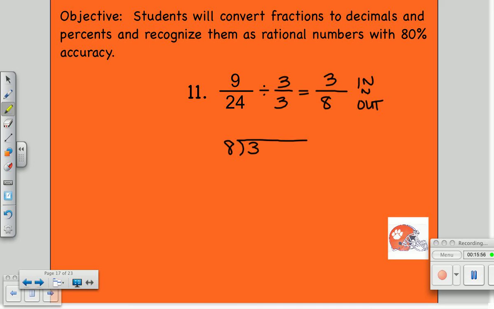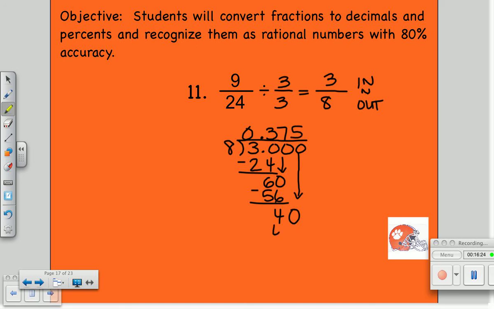Okay? Add a decimal and 2 zeros. 8 does not go into 3. 8 goes into 30 3 times. 8 times 3 is 24. 30 minus 24 is 6. Bring down the 0. 8 goes into 60 7 times. 8 times 7 is 56. 60 minus 56 is 4. Add a 0, bring it down. 40. 8 goes into 40 5 times. 8 times 5 is 40. Subtract, 0. There we go.